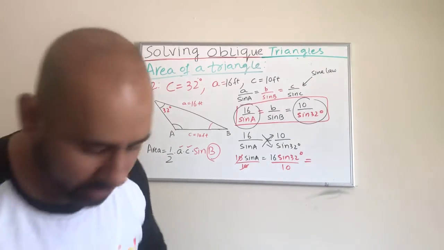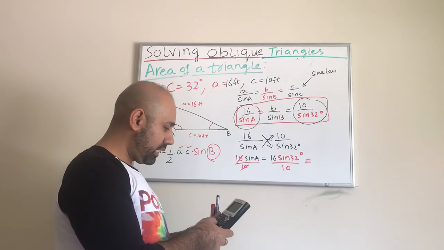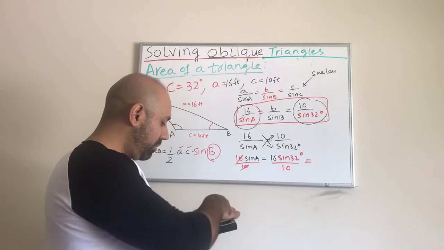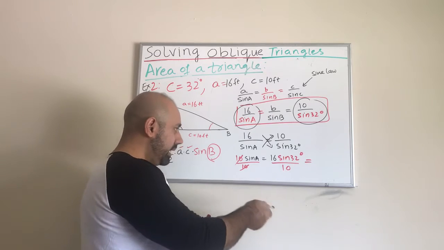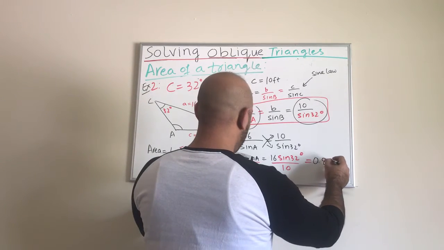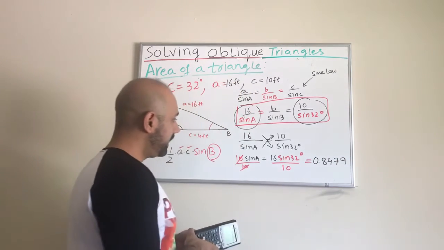So I'm going to use my calculator to find that value. So I have to do 16 times sine of 32. Make sure your calculator is in the degree mode. Divide by 10. So guys, let me go up to 4 places. So I get 0.8479. Let me round it to 4 places.